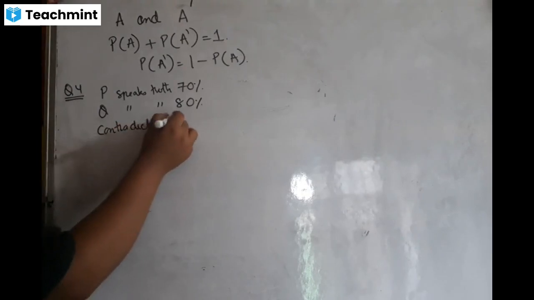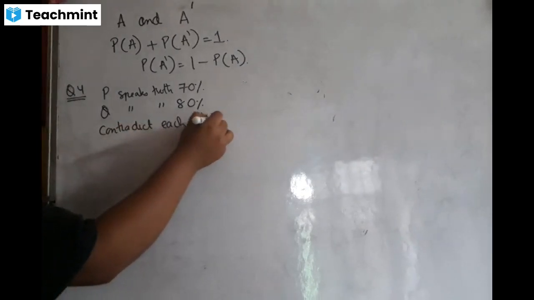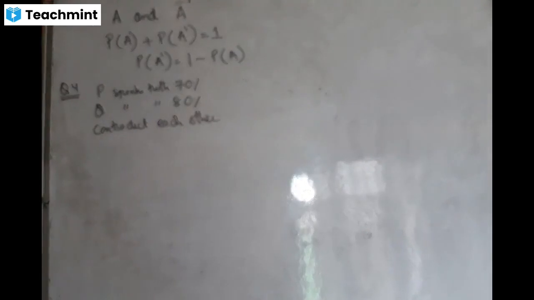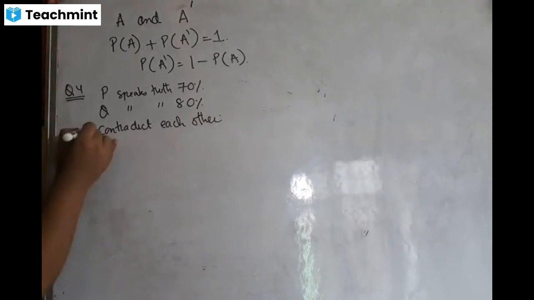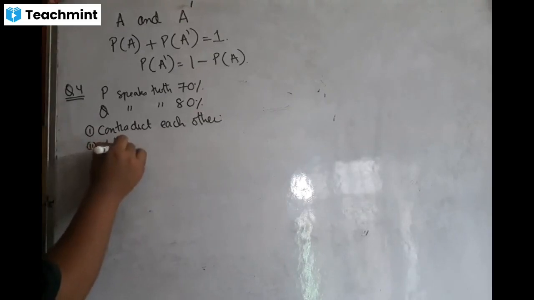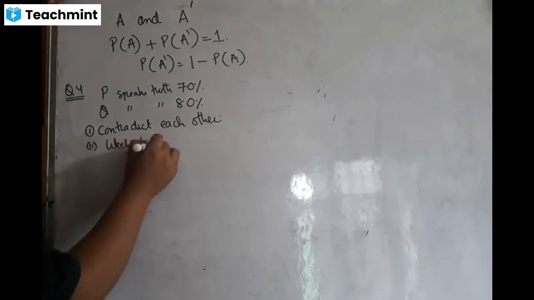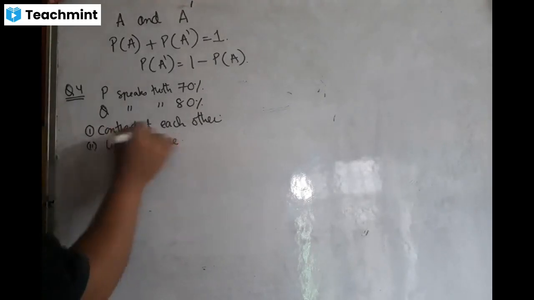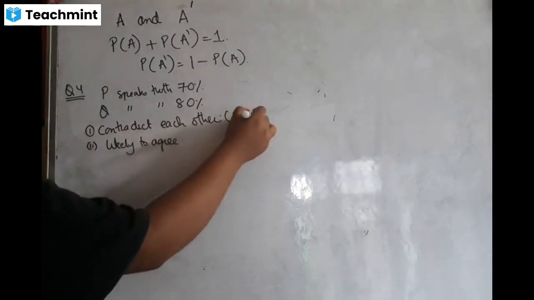Contradict each other. This is the question. Contradict each other. And number 2, likely to agree. Likely to agree. Contradict means disagree.